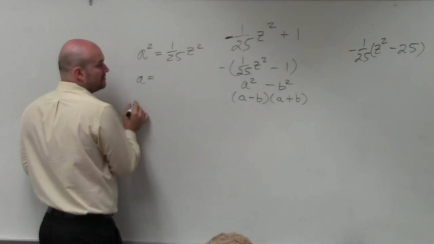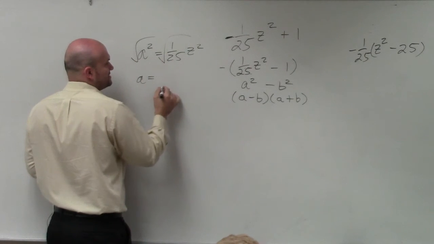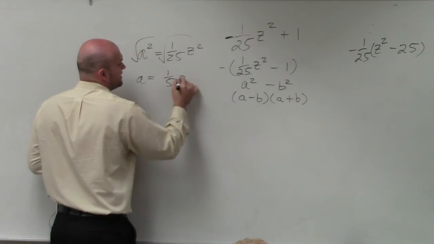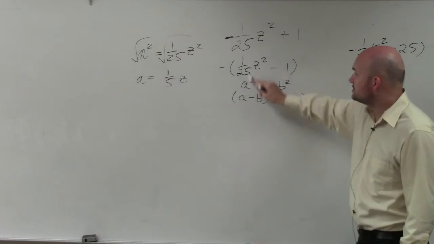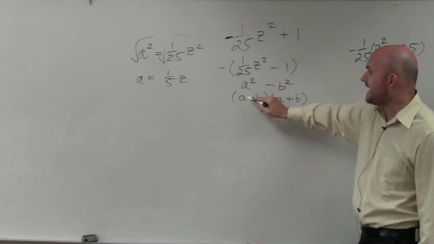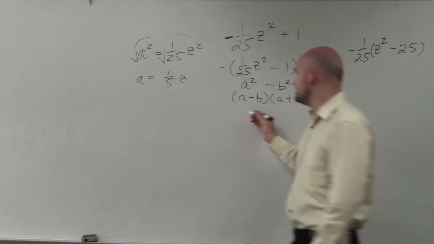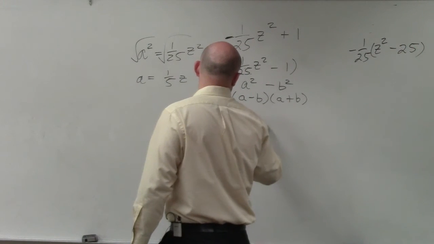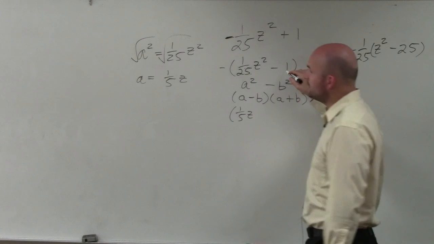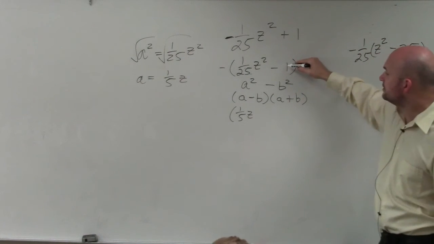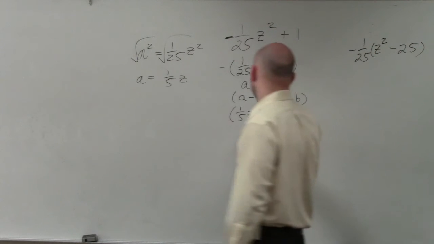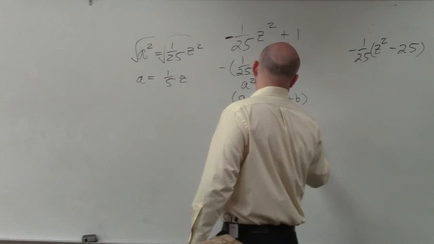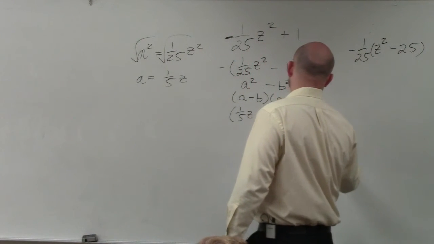So what you guys can determine, if a squared is equal to 1 over 25 z squared, what exactly is a? Well, you would just take the square root of both sides, and that's going to be 1/5 z. So if a squared is 1/25 z squared, then a is just going to be 1/5 z. And then plus or minus, if b squared is 1, well, then b is also going to be 1. So your final answer would be negative (1/5 z minus 1)(1/5 z plus 1).